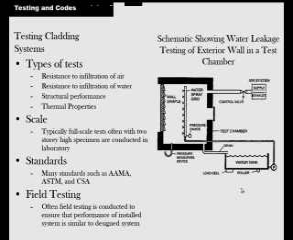Testing and codes. Of course, all the systems have to be tested to make sure they meet code, especially in areas on the Gulf Coast, like Houston. They have to make sure that the cladding on those buildings doesn't just fly off in a windstorm. Here in Corpus, too, especially. So you have tests for resistance to air infiltration and water, structural performance, and thermal properties.